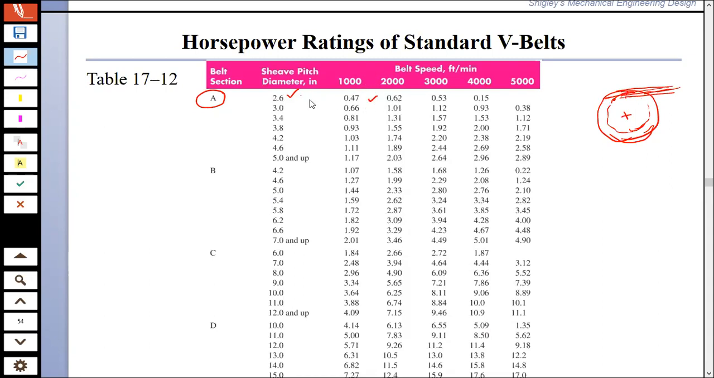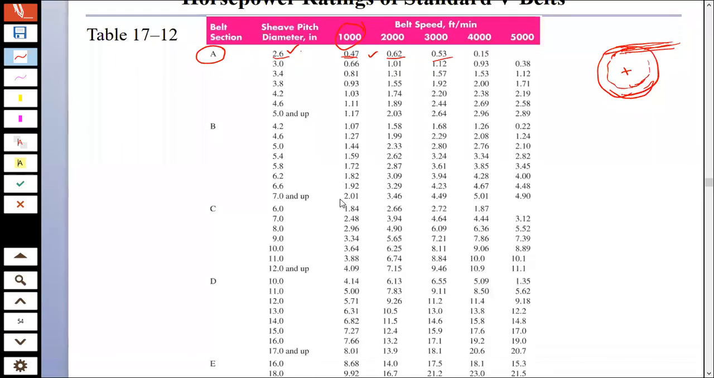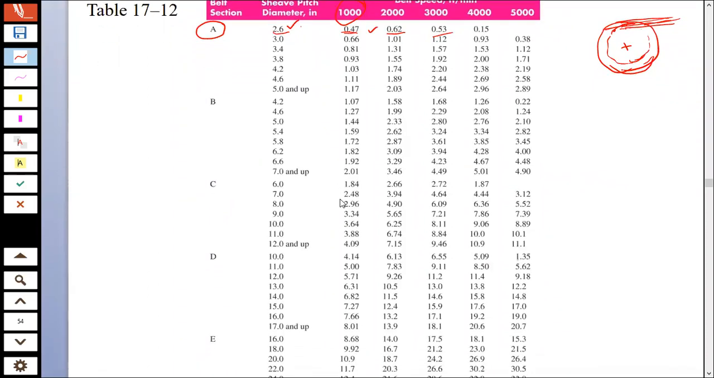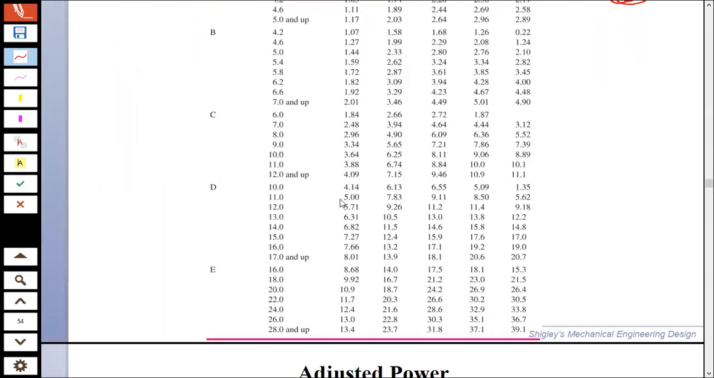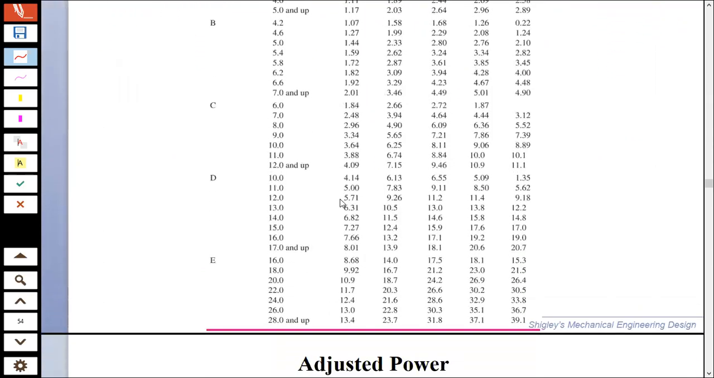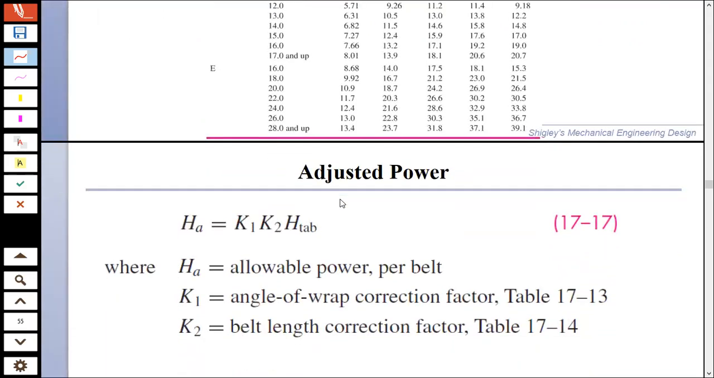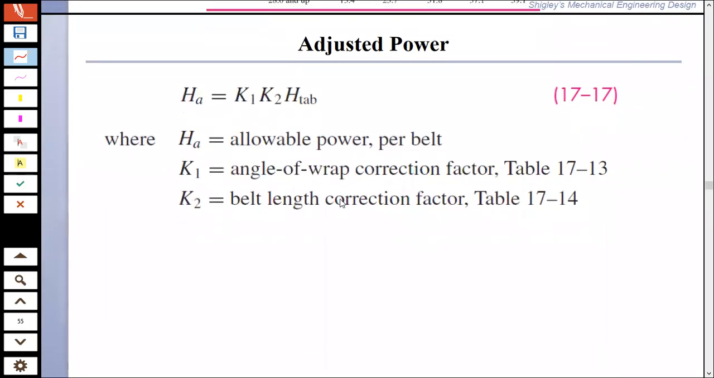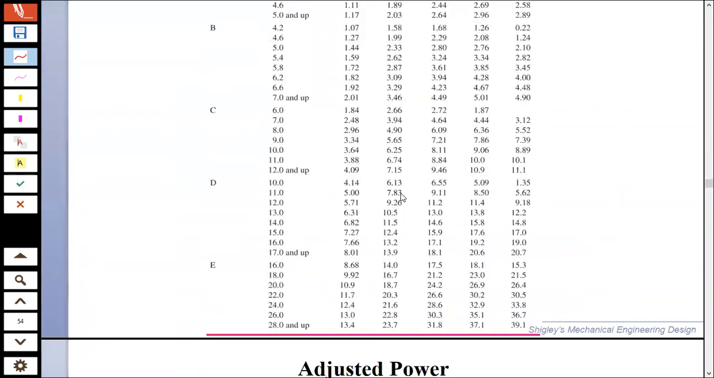So you are given the horsepower rating. For example, at 100 feet per minute it will transmit 0.47, with this speed 0.62, and so on. So this table explicitly gives you the exact horsepower that a belt section would transmit at a certain speed, unlike the table that we just talked about. Now, just as here the horsepower is given to us.